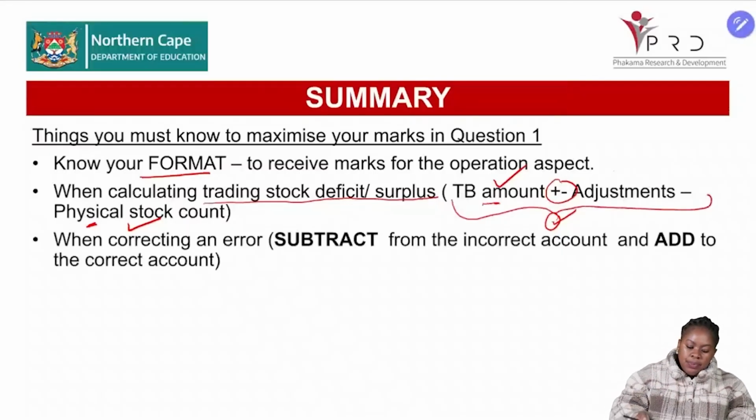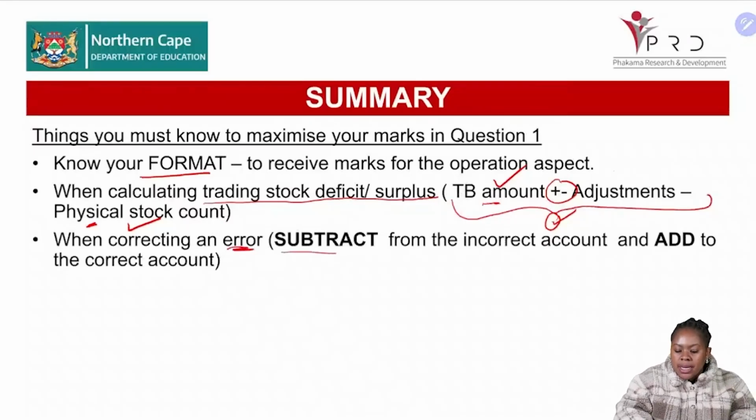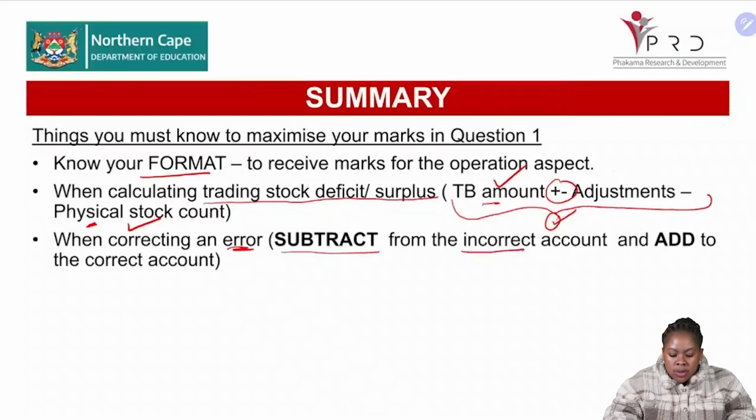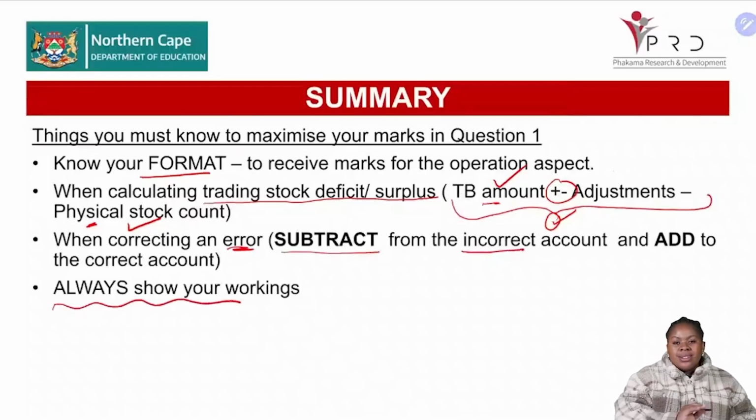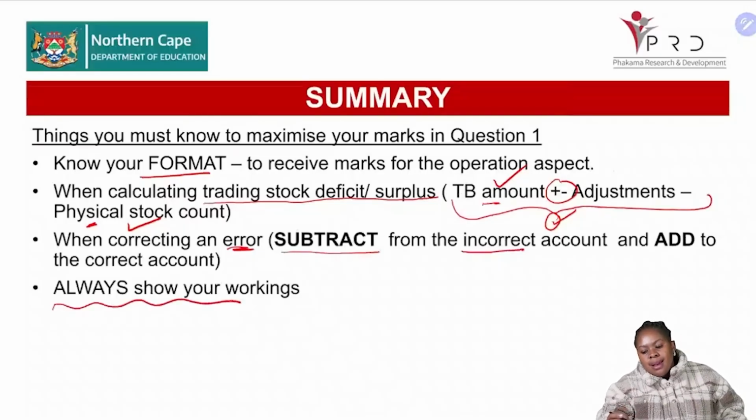Then thirdly, you must be able to correct an error, meaning that you need to subtract it from the incorrect account and add it to the correct account. Okay, now you must always show your workings, grade 12. It's very important for you to optimize the amount of marks that you're going to get. Okay, so far we've covered trading stock deficit, trading stock surplus, bad debts recovered, and bad debts. Those are the possible questions that can be tested in your statement of comprehensive income.